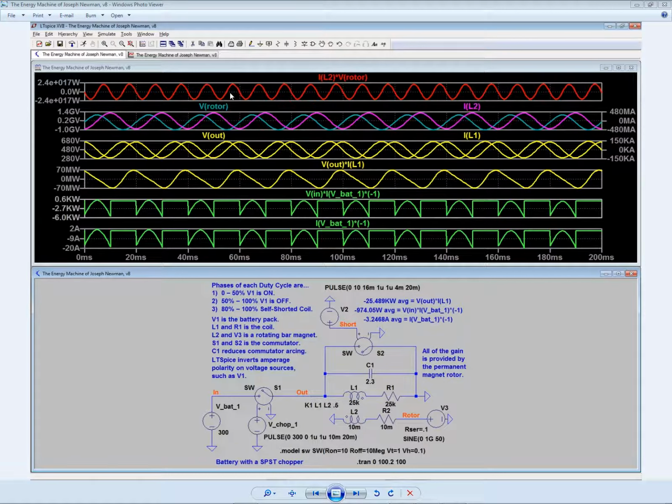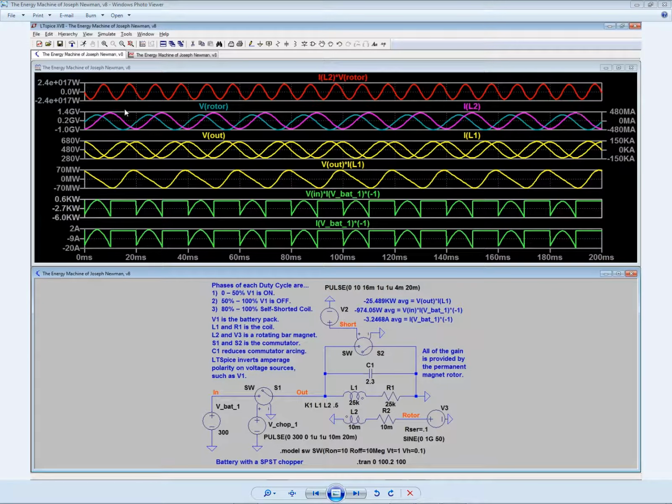The wattage coming in from the rotating bar magnet, it gave up. Beyond terawatts, it gave up, so I don't know what that is. 2.4 times 10 to the 17. I mean, whoa, that's a lot.